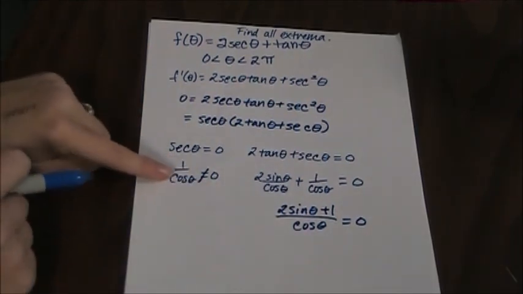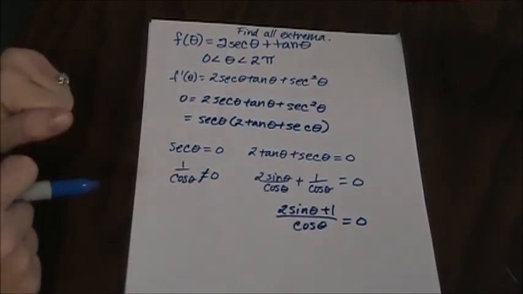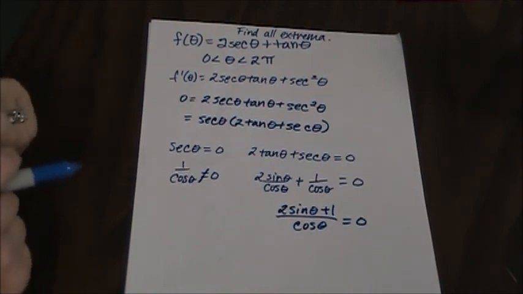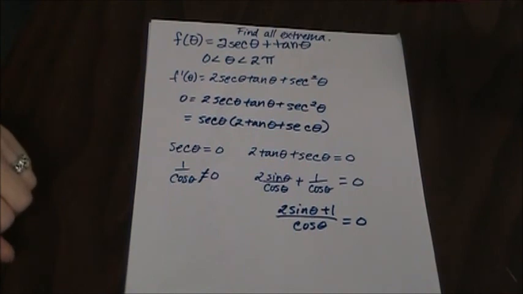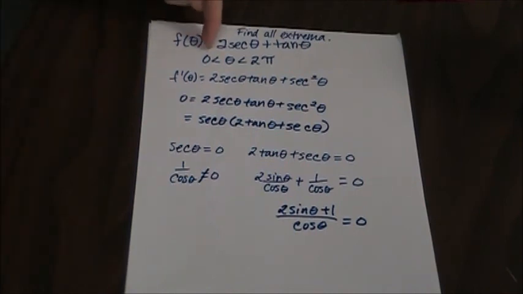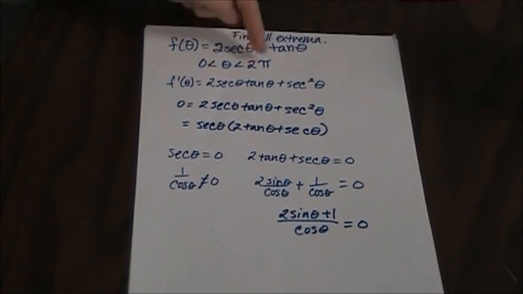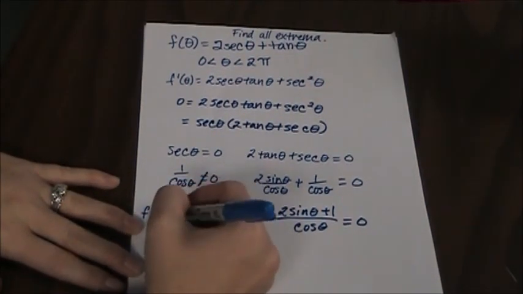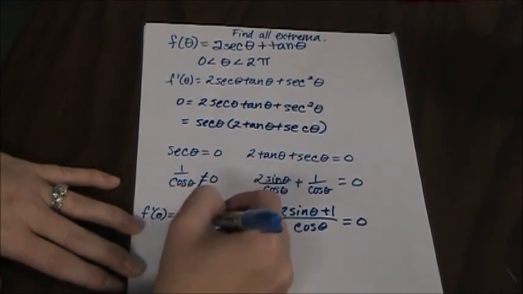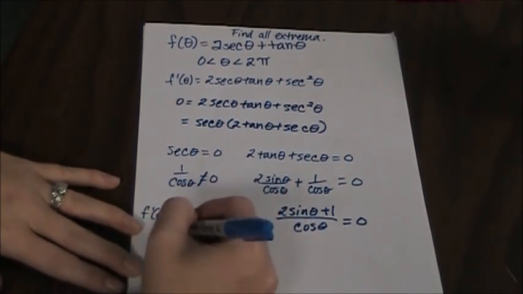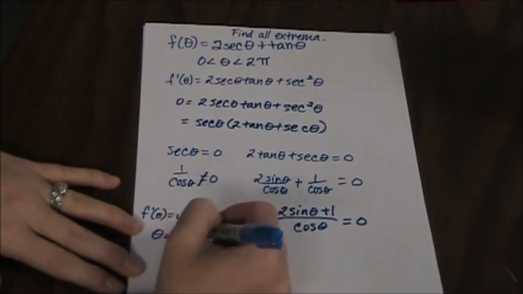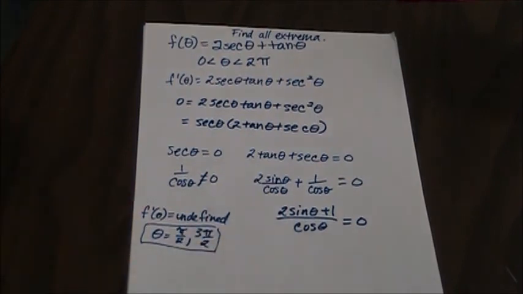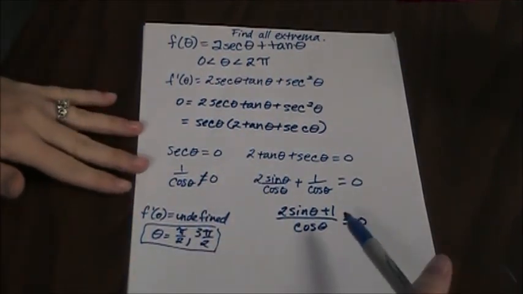So 1 over cosine of theta is undefined where cosine of theta equals 0. And cosine of theta equals 0 at pi over 2 and 3 pi over 2. And I include both those values because they're within the interval they've given me. So for f prime of theta being undefined, we have theta equals pi over 2 and 3 pi over 2. So I've already got 2 critical values here. Let's go back over to this one.